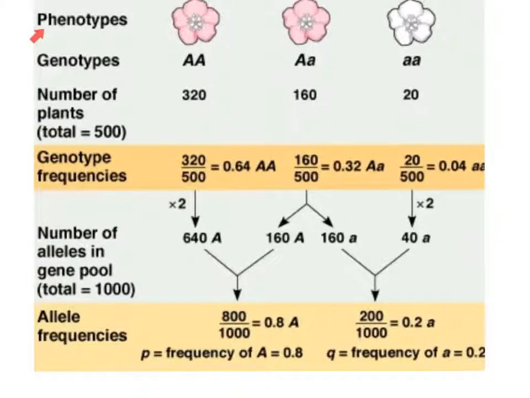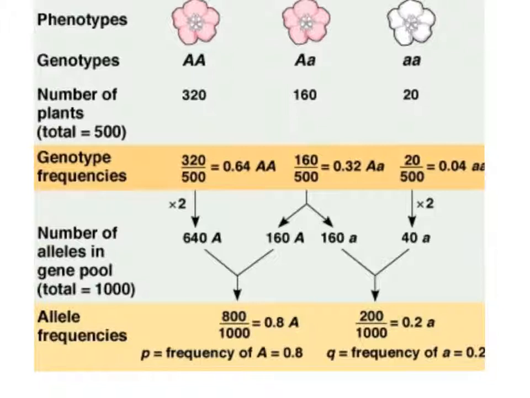Now in this problem, we are dealing with flowers. Genotypes would be big A, big A, big A, little a, little a, little a. The number of plants we will be dealing with is 500, and it's stated in the problem. So out of the 500 plants, 320 will be big A, big A, 160 will be big A, little a, and 20 will be little a, little a.